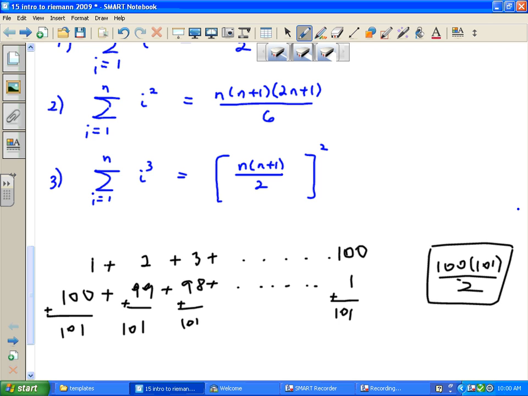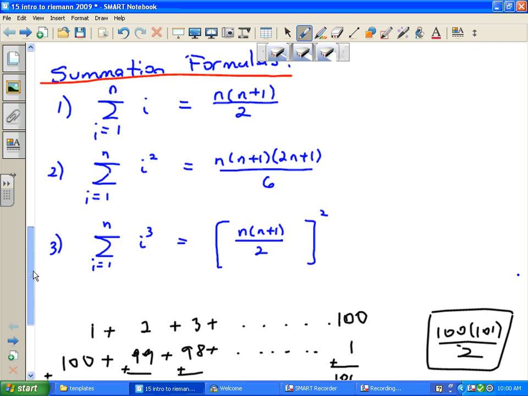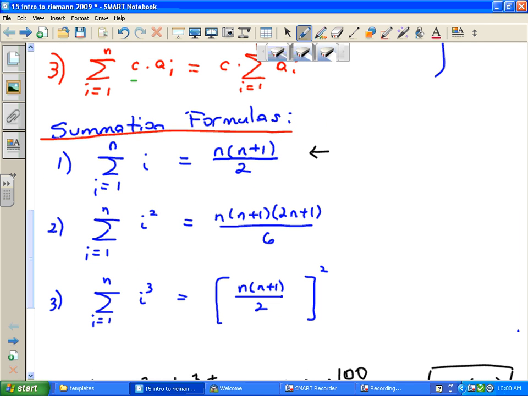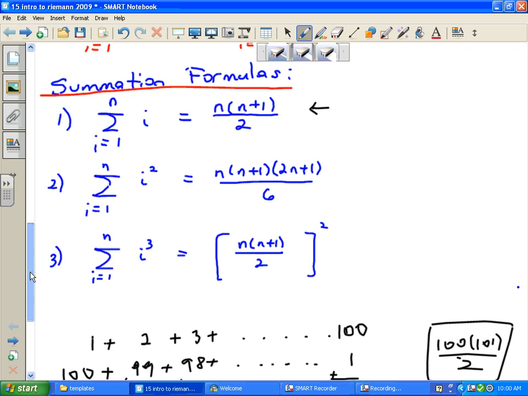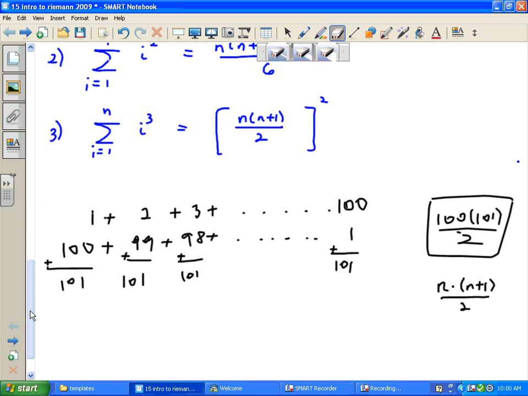But instead of 100, what if he had n? Instead of 100, if you have an n, it will be n times what? n plus 1 divided by 2. And if you look over here, that's exactly the formula we had stated, right? n times n plus 1 over 2. And just out of curiosity, then, what is the sum of the first 100 terms?